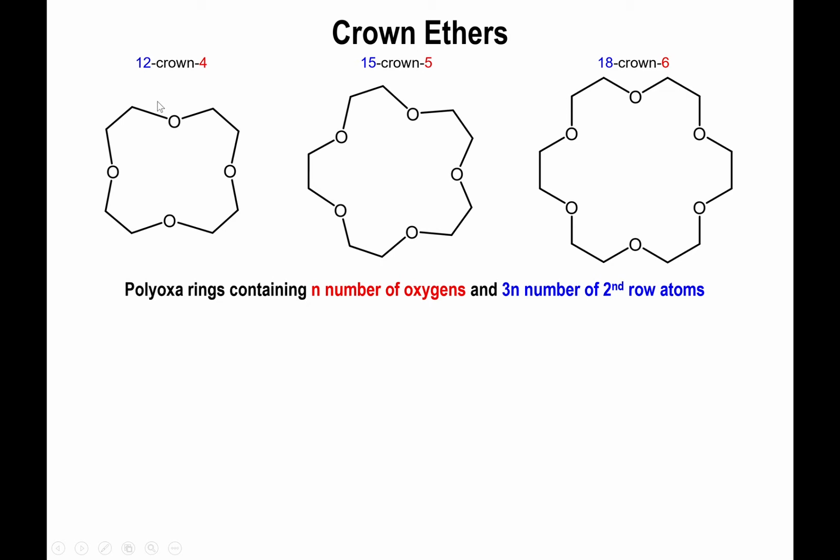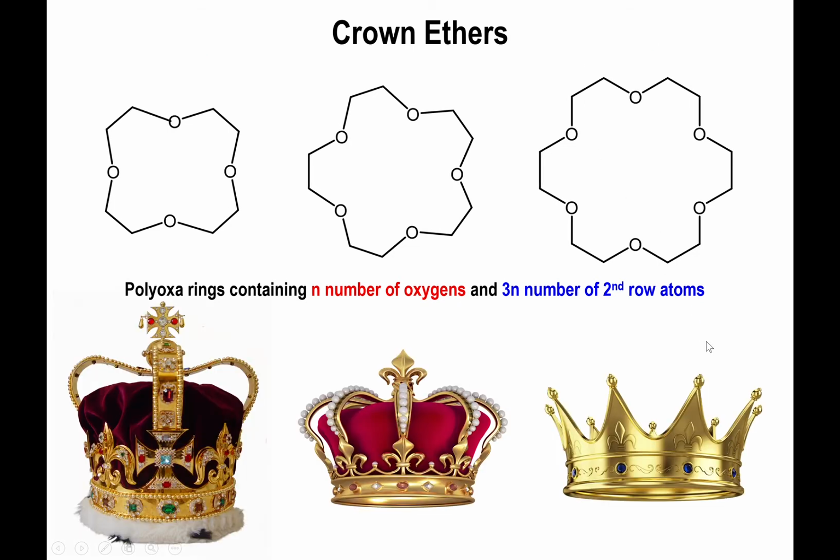And as such, we refer to them by a rather simplistic denomination. The molecule here on the left side is 12 crown 4. 4 because you have 4 oxygens in it. And if you multiply 4 times 3, you get 12. So that's where the name comes from, 12 crown 4. Over here you have 5 oxygens, so this is a crown 5. But 5 times 3 is 15, so this is 15 crown 5. And by the same logic, 6 oxygens multiplied by 3 give you 18. Therefore, this is known as 18 crown 6.